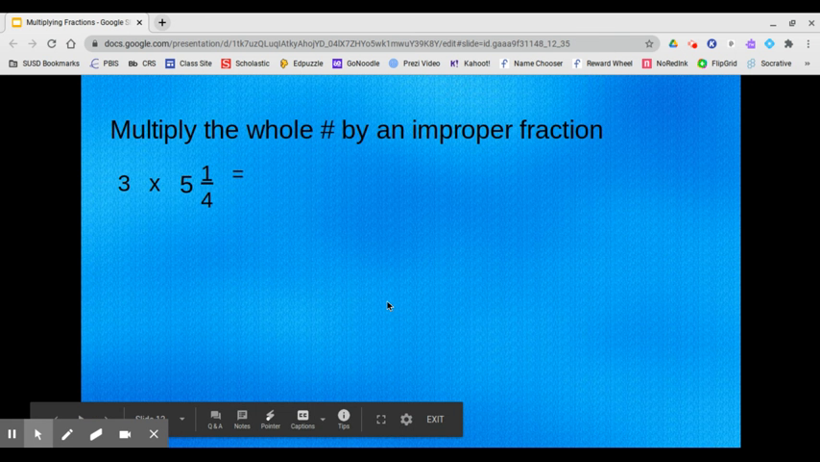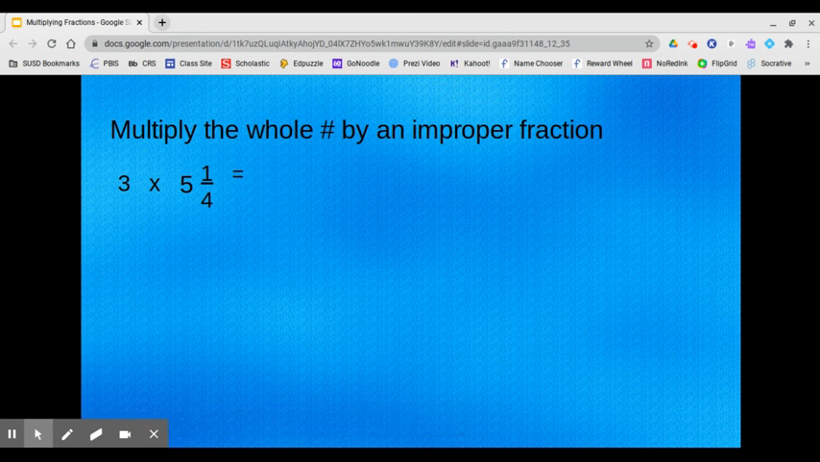We're going to do our little trick of the whole number times the denominator, adding the numerator. So 5 times 4 plus 1. So we keep it over our denominator. So we end up with 3 times 21 over 4. So again, that number still means the exact same thing as 5 and 1/4.